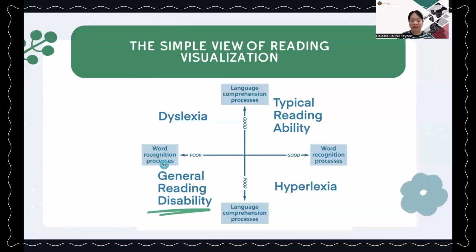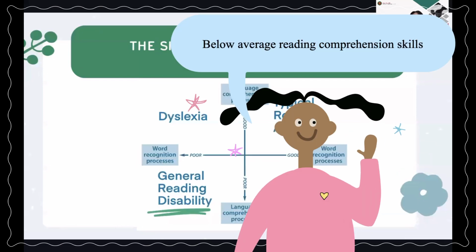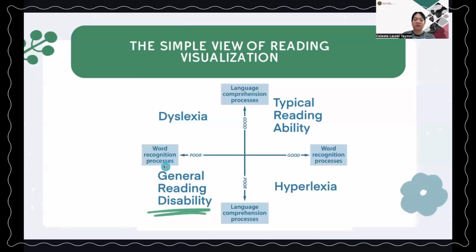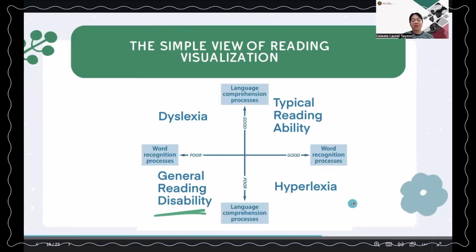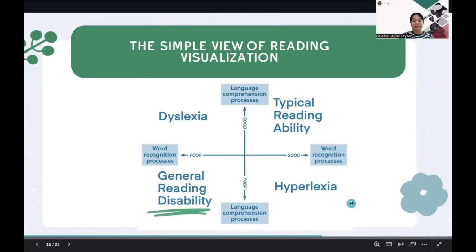Now, what are their characteristics? They have below average decoding and reading comprehension skills, even in decodable text. They have weak fluency due to decoding and language. They may have isolated language strengths. Okay, now what are the interventions that we can give them?